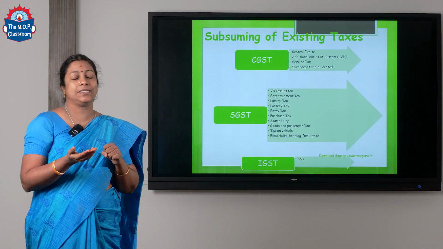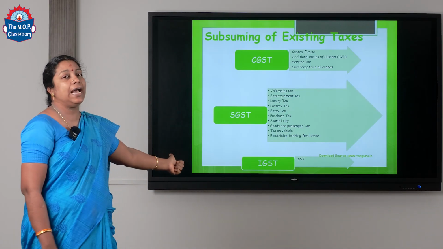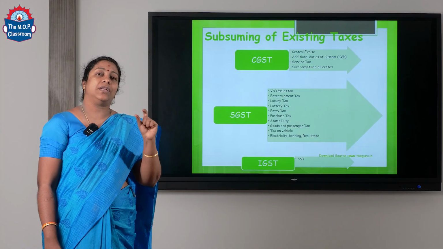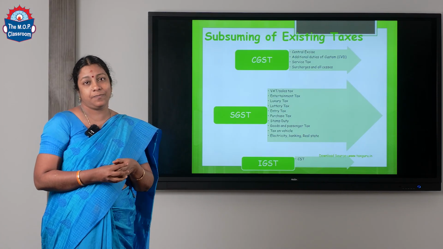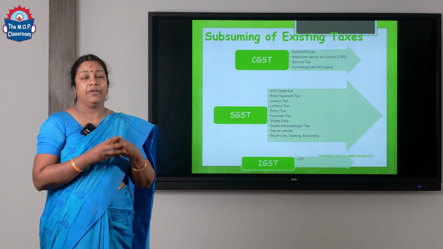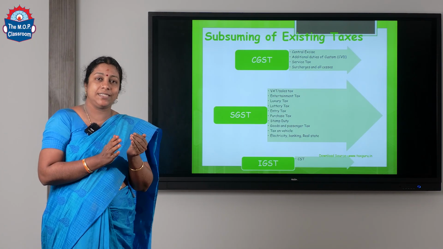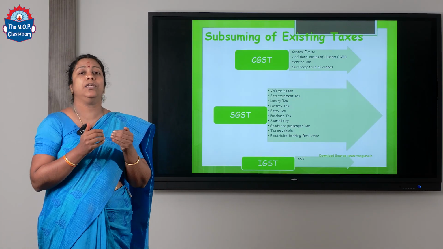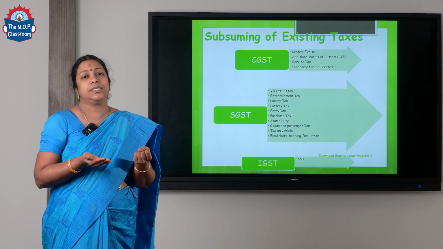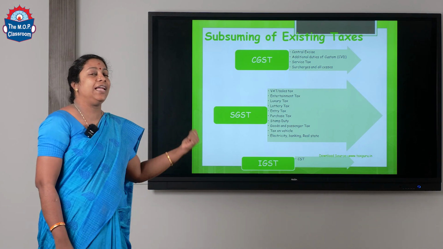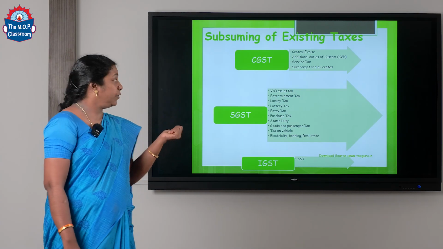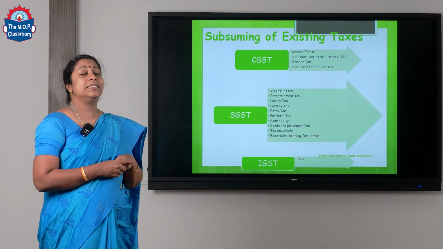Once it crosses the state borders, automatically only IGST will play a role. So, again just a recap: when the transaction is happening within the state, then in the dual model, whatever tax is levied will be shared by center and state. That is why it is called a dual GST model. But when the transaction crosses the state borders, automatically IGST will be levied. So, what are all the taxes that are being subsumed?